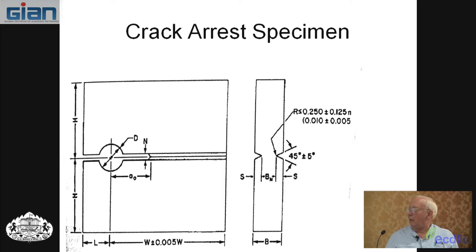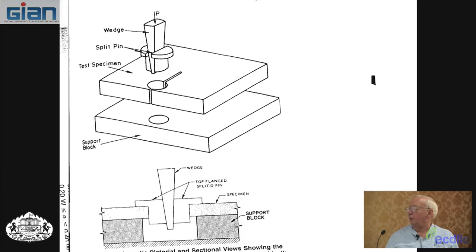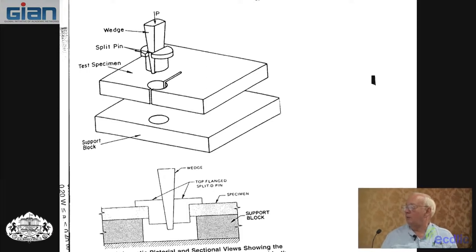Here's a weld bead. It is side grooved seriously because you want the crack to grow straight, but it doesn't anyway. You load like this. You put a split pin in there with a wedge. The wedge forces the pin open, and this weld bead is martensitic, very high strength, very brittle material, but it's just a little bead here, so it starts the crack growing, and then it should grow into the specimen and stop.